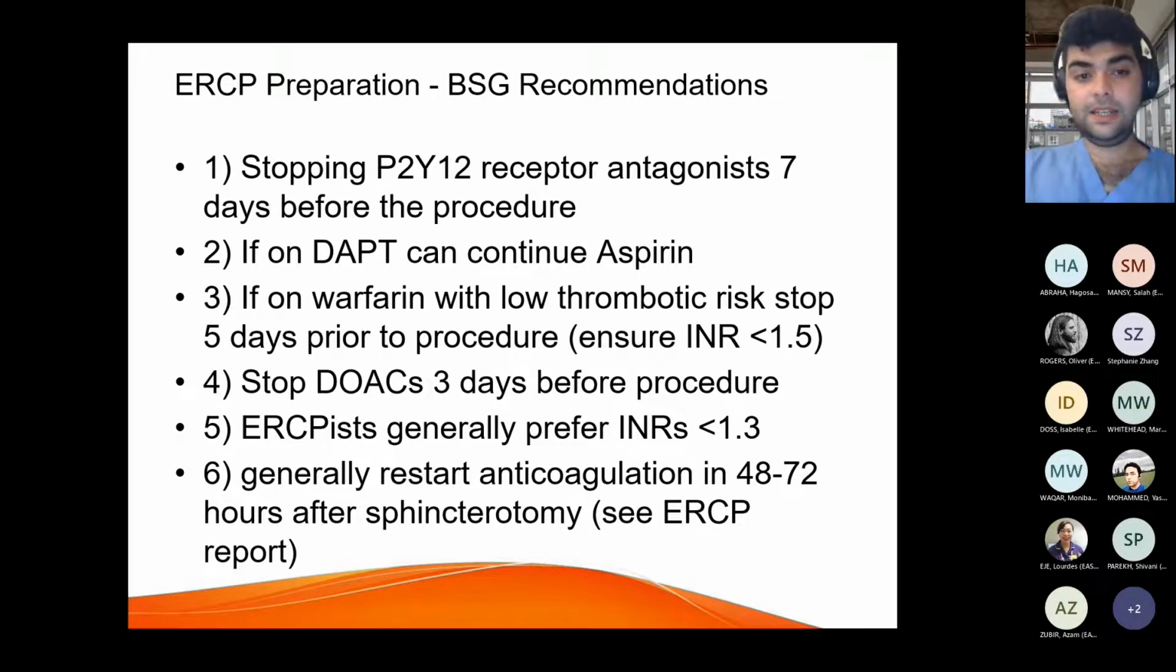Like I mentioned earlier, for an ERCP, especially in a sick inpatient, you would want the INR lower than 1.5, ideally less than 1.3. In patients with metallic valves, the preferred option will probably be a heparin infusion, stopping the heparin infusion a few hours before the ERCP and restarting it at a minimum 6 hours post-sphincterotomy, although the general rule of thumb is that the ERCPists will tell you in their report how soon after the sphincterotomy they want the anticoagulation to be restarted.